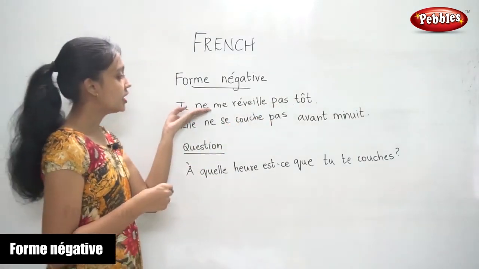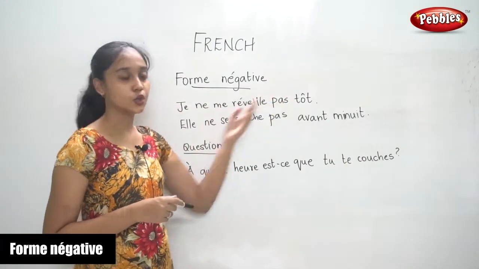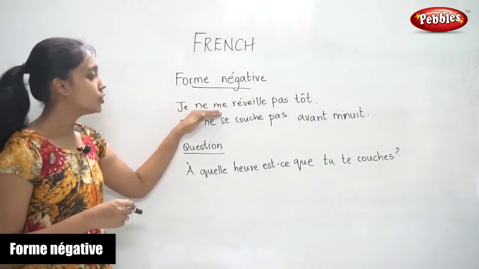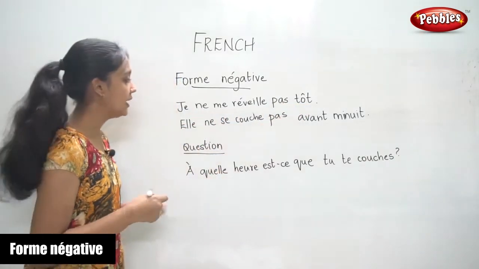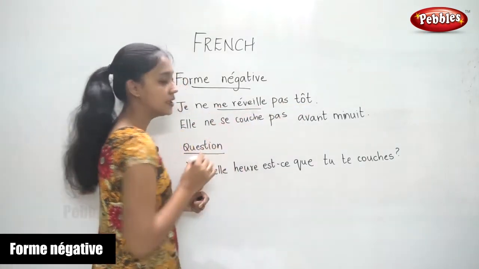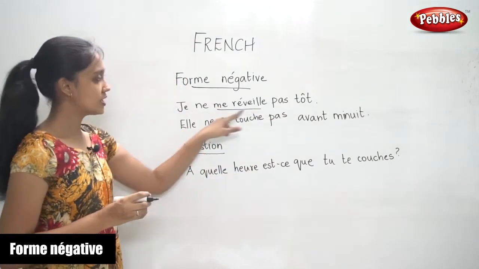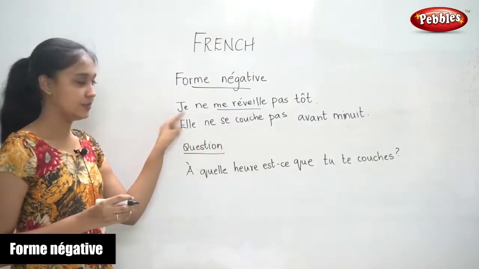So, je ne me réveille pas tôt. I do not wake up early. So, it is conjugated for je.